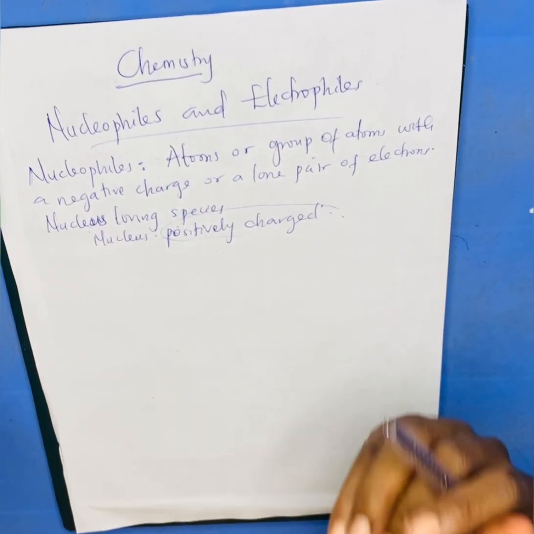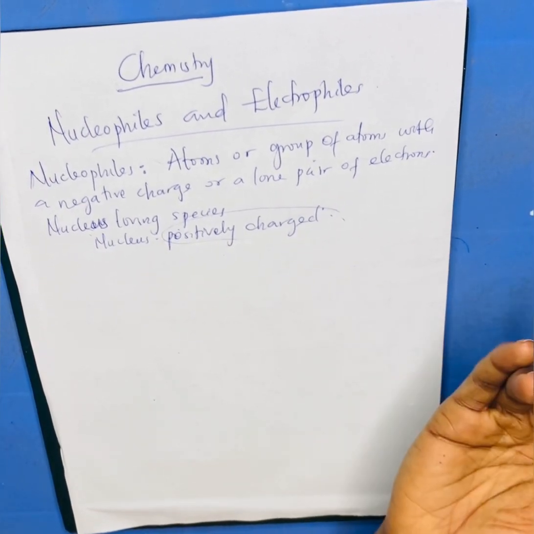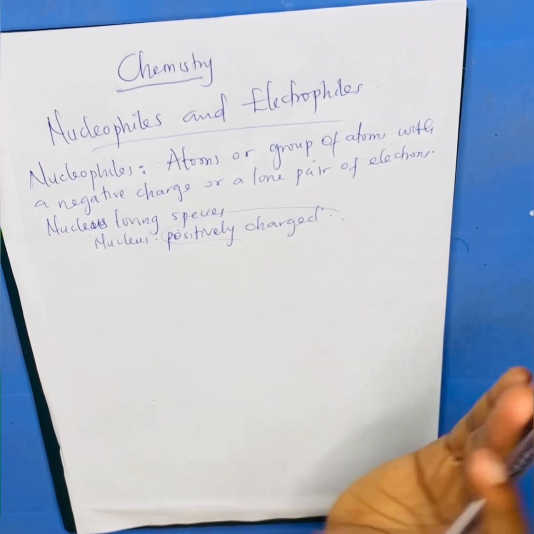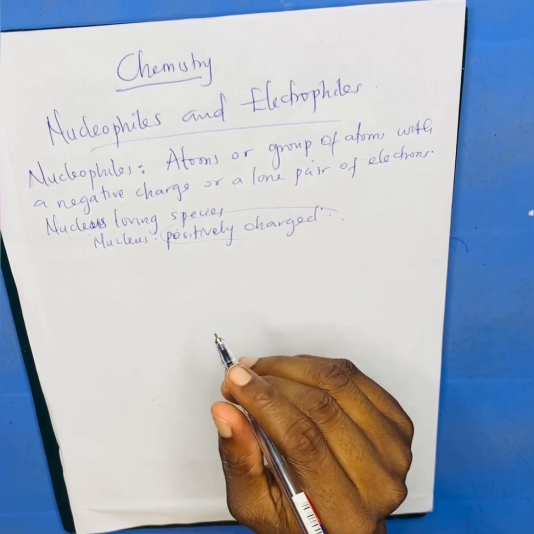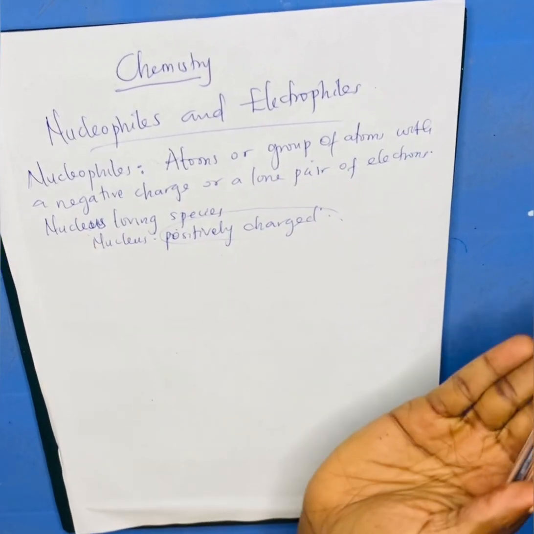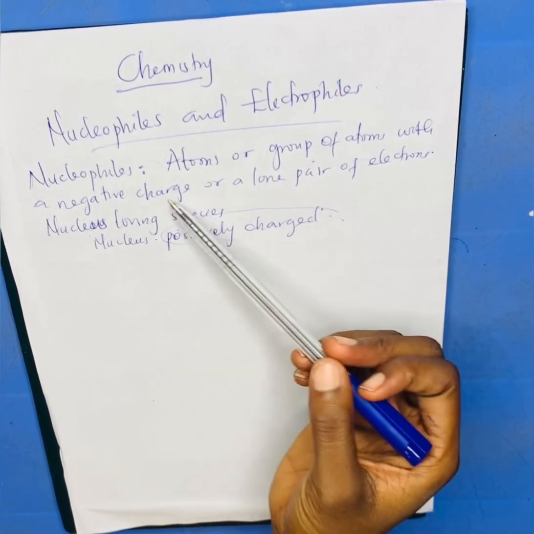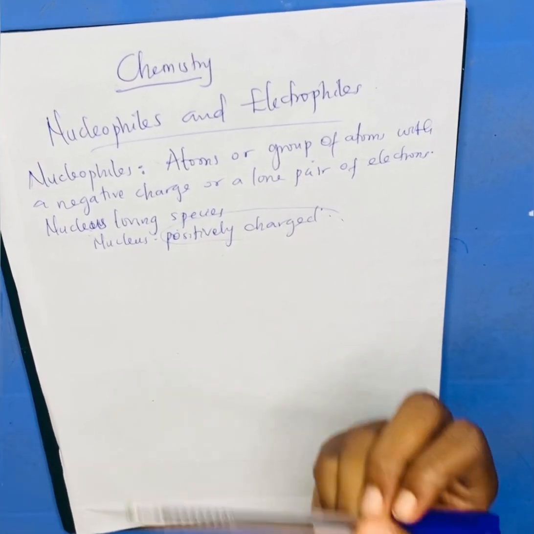I hope that we are following. All right, so they are nucleus loving because, unlike charges attract. So if we have positive and negative, they would attract each other. So the fact that nucleophiles are negatively charged makes them attracted to nucleus, which is positive charge.